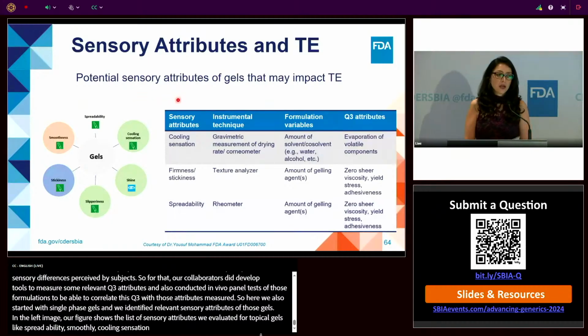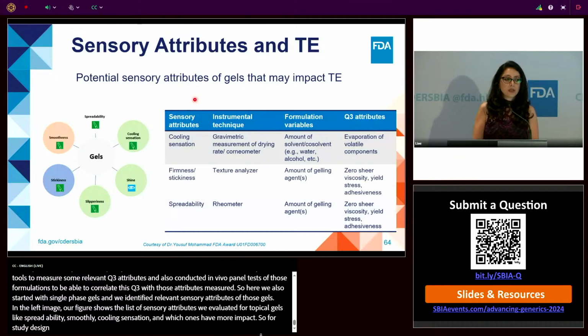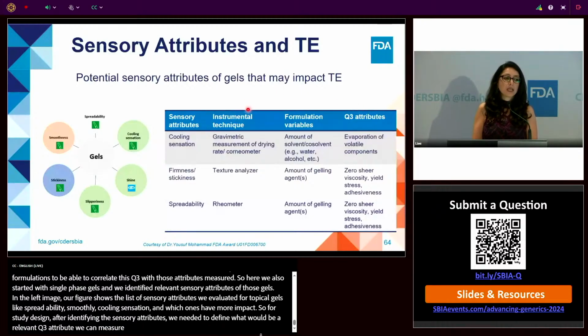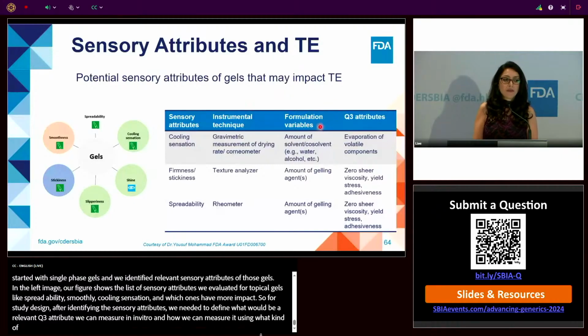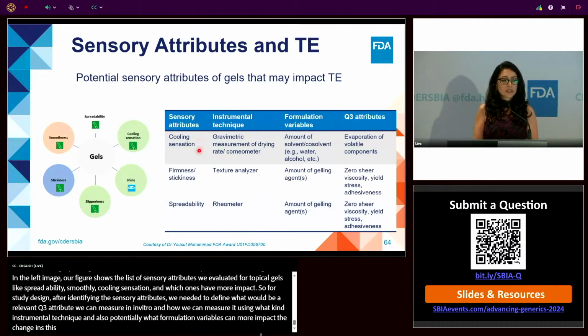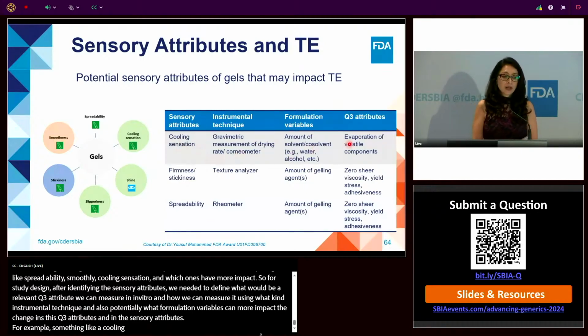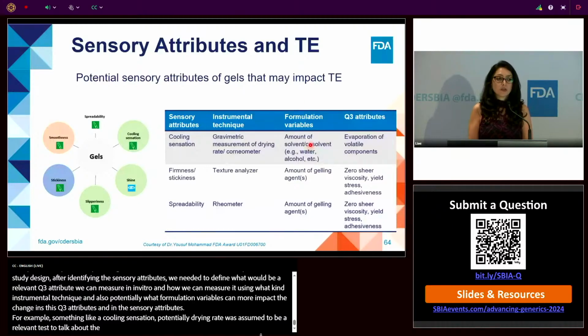For this study design, after identifying the sensory attributes, we needed to find, for each sensory attribute, what would be the relevant Q3 attributes that we can measure in vitro, how we can measure that using what kind of instrumental technique, and also potentially what formulation variables can more impact the changes in these Q3 attributes and the sensory attributes. For example, for something like a cooling sensation, potentially a drying rate study was assumed to be a relevant test to inform about the cooling potential of a formulation, and probably the change in amount of solvents or co-solvents may have an impact on changing these sensory attributes.